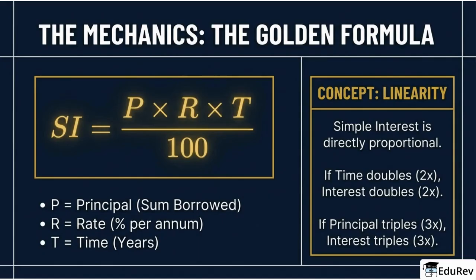Now that we know why interest exists, let's get into the actual mechanics. Simple interest follows one golden formula. SI equals P times R times T divided by 100. P is the principal, R is the annual rate, and T is the time in years. The real idea here is linearity. Simple interest is directly proportional. If the time doubles, the interest doubles. If the principal triples, the interest triples. Most students memorize the formula and still get stuck. The trick is to understand this linear behavior. Once you see that, the topic becomes effortless.